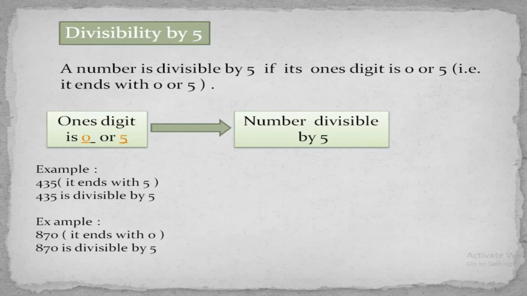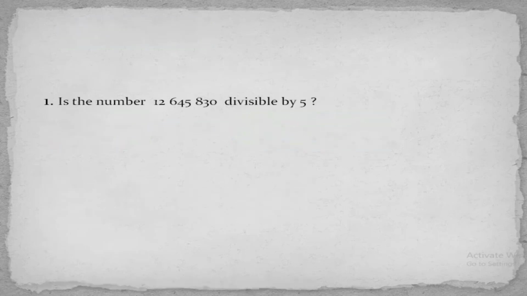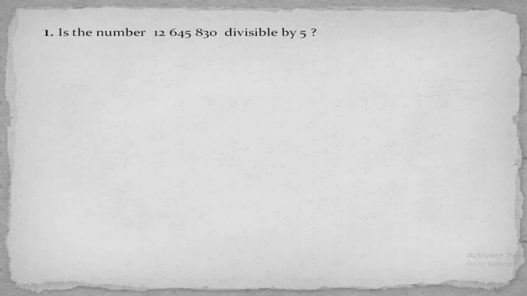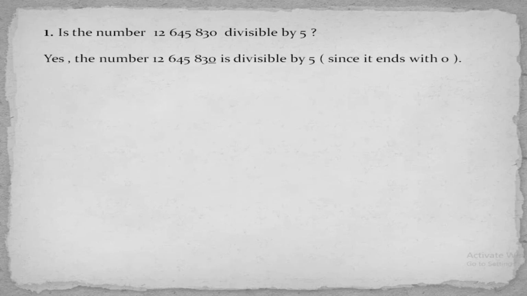Let's test our understanding of divisibility by 5 with other examples. Is the number 12,645,830 divisible by 5? If we look at the ones digit of this number, it is 0, then this number is divisible by 5. Yes, the number 12,645,830 is divisible by 5 since it ends with 0.